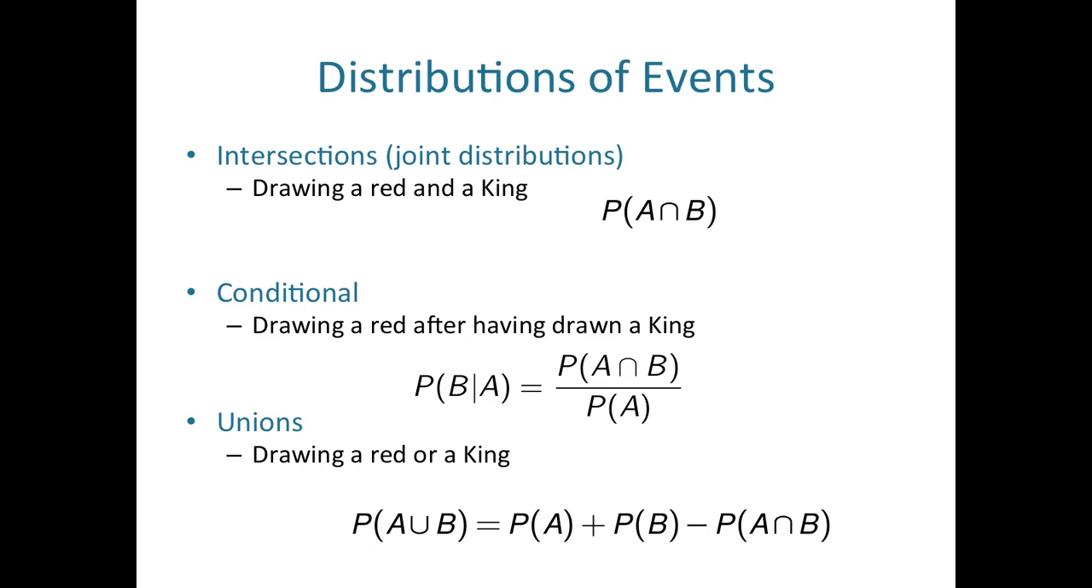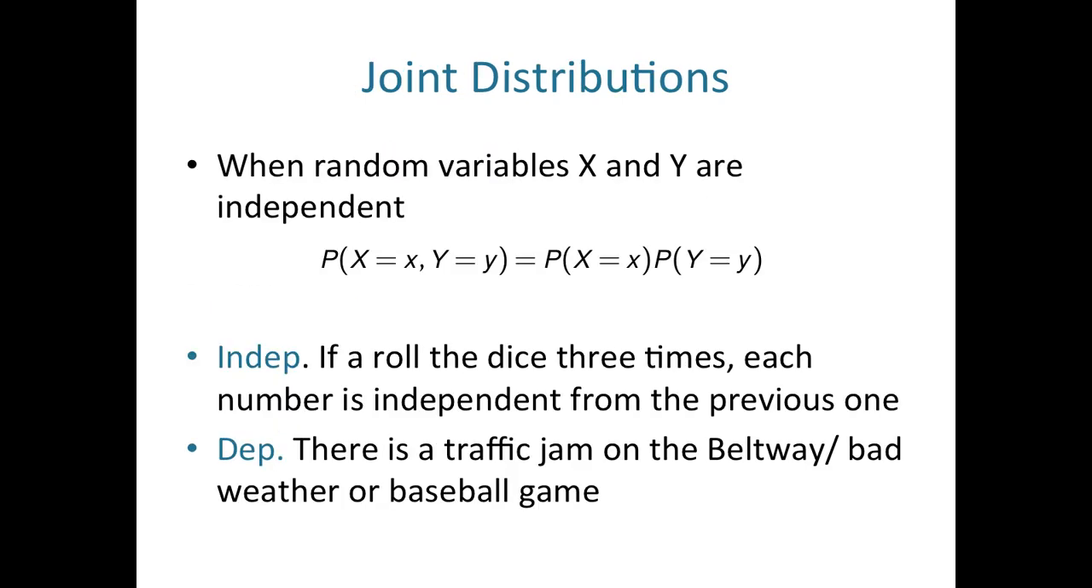And again, these are distributions of events when we are talking about subsets of events, not single events. So let's delve a little bit more into joint distributions. Say we have two random variables, x and y, and these two random variables are independent.